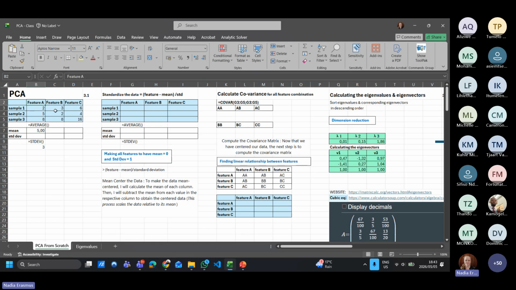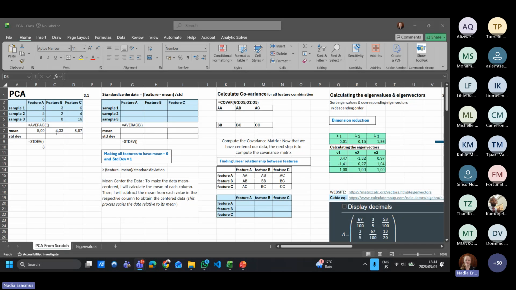Okay, so then we're going to get the mean or the average of each feature. So you're going to get the average of each feature. So let's do that. Average of feature A, average of feature B, and average of feature C.